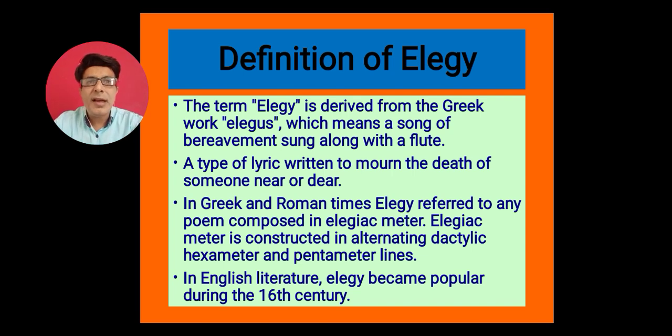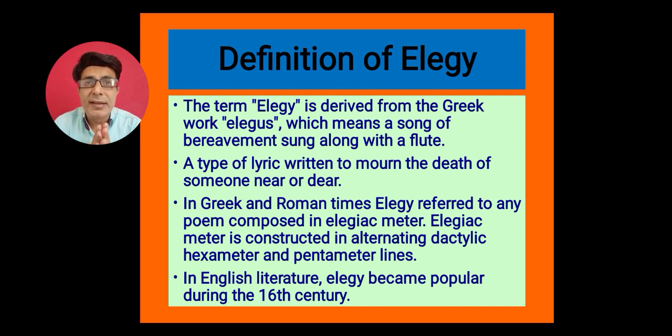In Greek and Roman times, if we go back to the ancient times, elegy was composed in one particular structure. Elegy was written in elegiac meter. And elegiac meter means that alternate dactylic hexameter and pentameter lines are used.